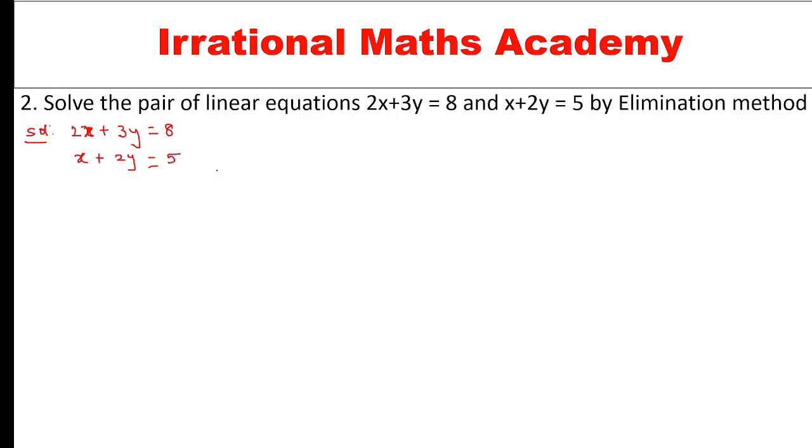Now I need to use the elimination method. Either I can eliminate x or I can eliminate y. Any one variable you need to eliminate. Is this clear? So I will eliminate x. This is my equation 1 and this is my equation 2. So let me write down 2x plus 3y equal to 8. Equation 2 I'll multiply with 2.